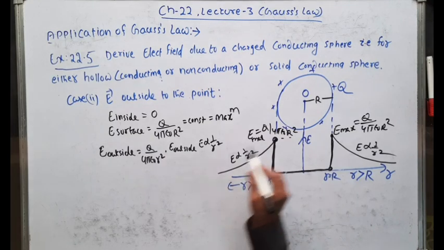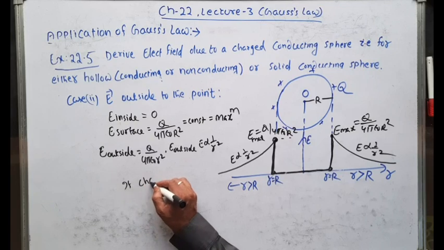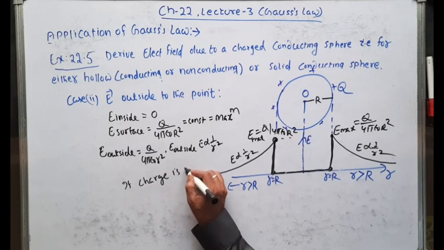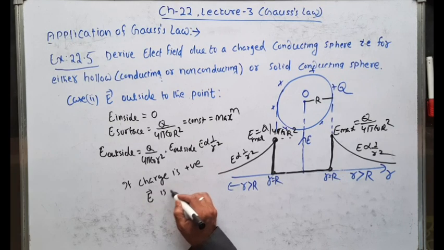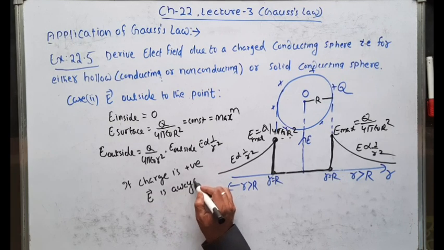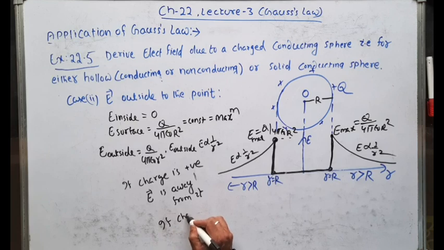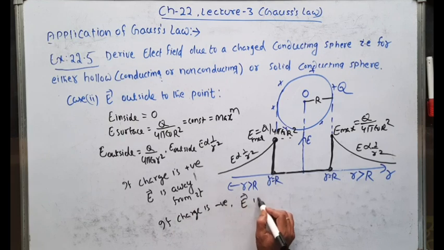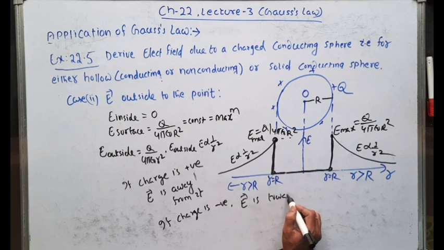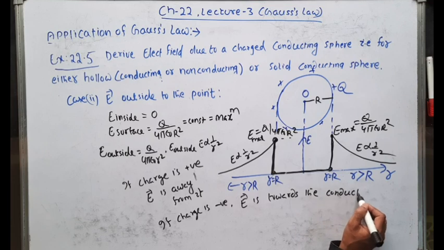And if the charge is positive, electric field intensity is directed away from it. We know this is the away from it direction. And if the charge is negative, electric field is towards the conducting sphere.